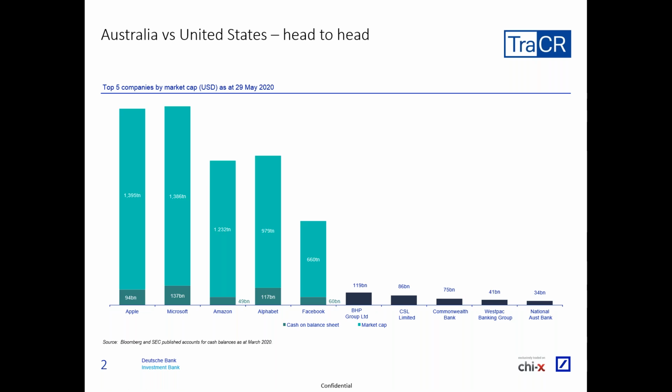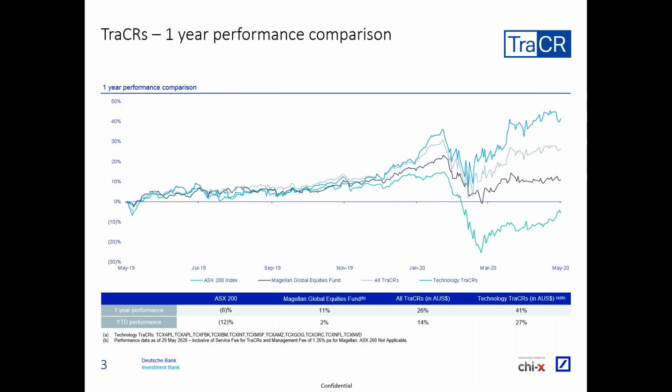And if you go to the next slide, you'll see the results bear fruit with regard to their share price and share market performance. What we have here is a comparison of all the traces series that are currently available on the market. We've also then stripped out a basket of technology companies made available in traces, and we've compared it to the Australian market and Magellan's very popular Global Equities Fund. Now, as you can see, both on a one-year basis and year-to-date, investing in traces has yielded materially better returns.